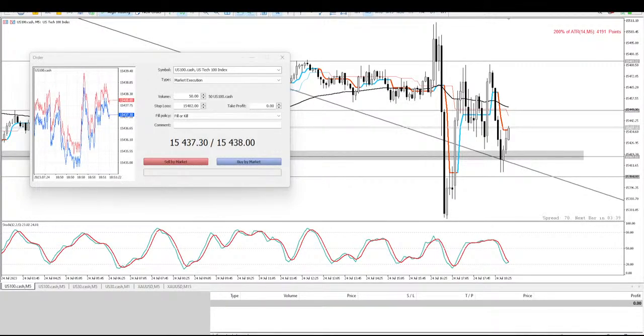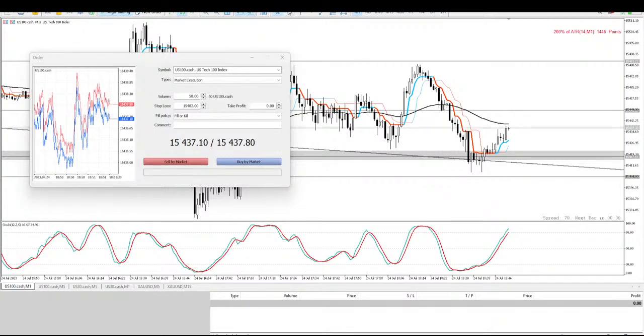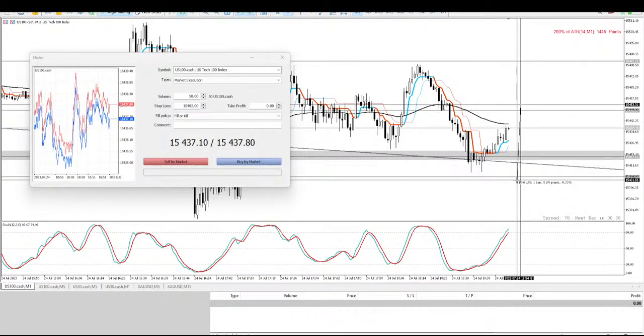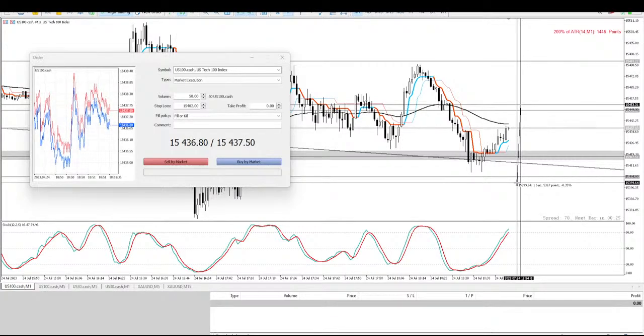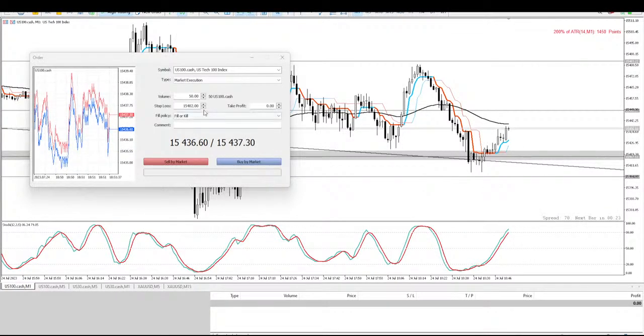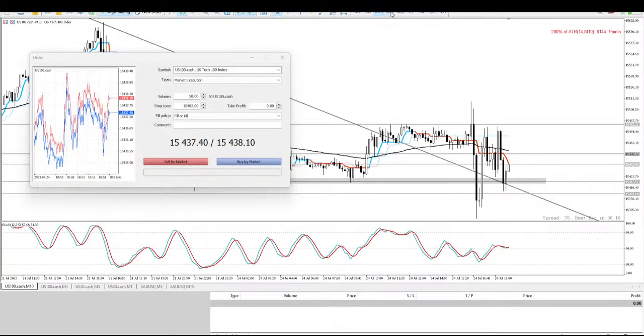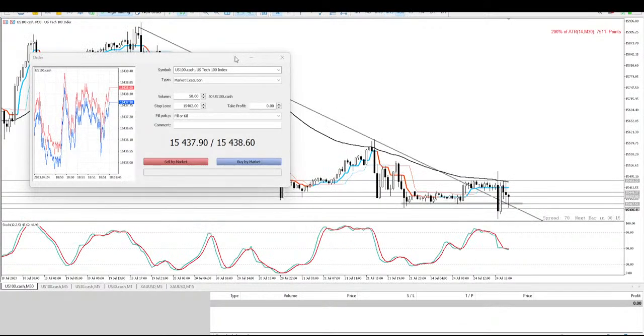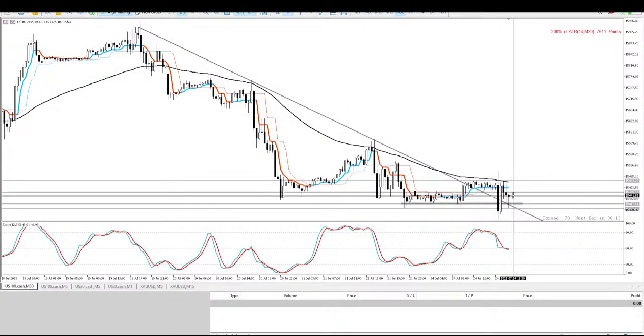And I'm just gonna do a setup here for a long. I'm not gonna enter yet until I get more confirmation. Stop loss 15,402. Yeah, 15,400. That's good. TP is gonna be 15,525.